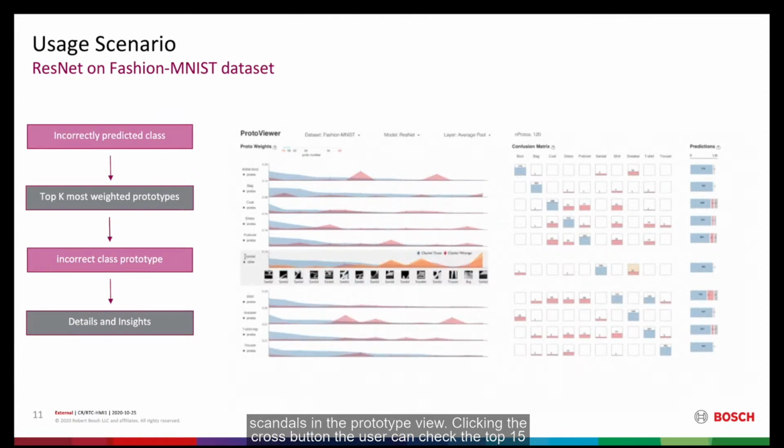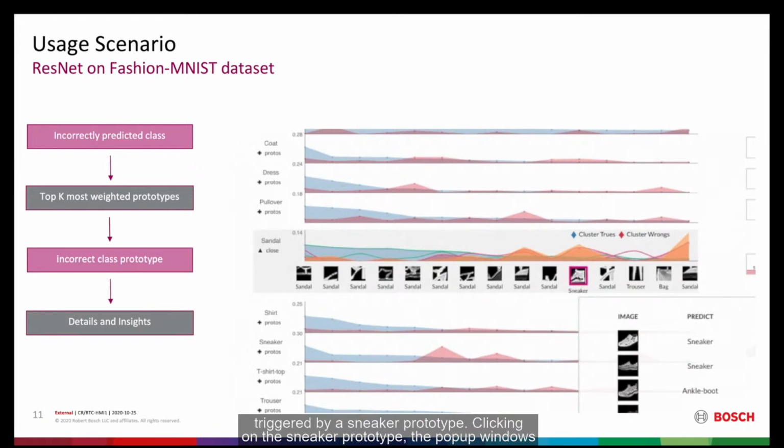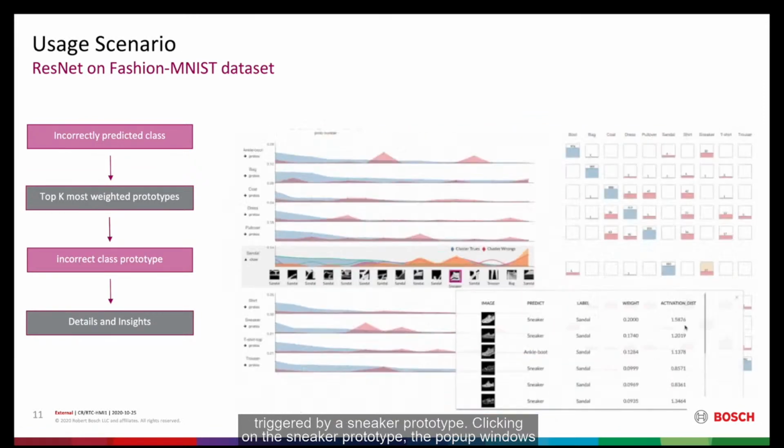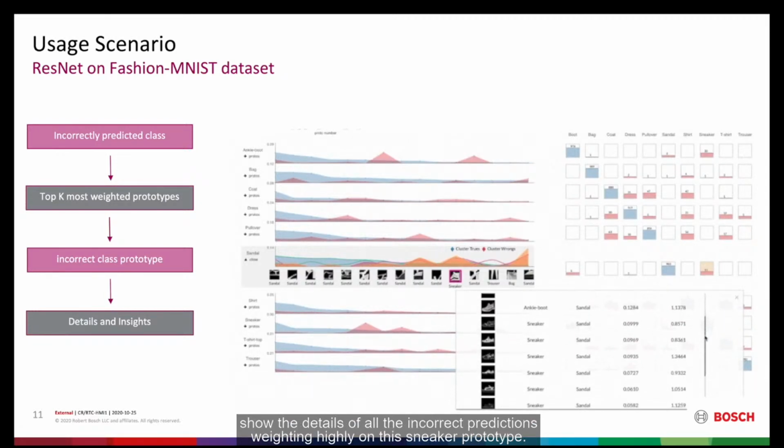Clicking the cross button, the user can check the top 15 prototypes. Targeting the subset of incorrect predictions, the user can observe a spike triggered by a sneaker prototype. The user clicks on the sneaker prototype. The pop-up window shows the details of all incorrect predictions weighting highly on this sneaker prototype.